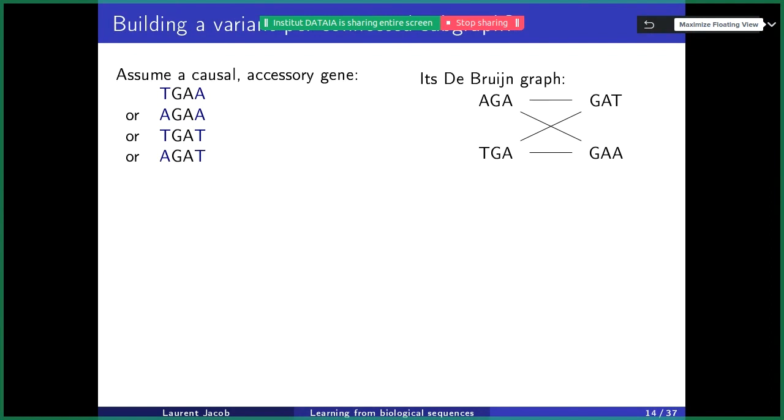Here is a very small toy example where you assume that you have a causal gene that's giving resistance. That's accessory. Not everybody has it, but it exists in 4 versions. It's a 4-letter gene. It's very simplified. All of them have GA in the middle, and then you can start with A or T and end with A or T. If you draw the de Bruijn graph of the 3-mers of the gene, then you obtain something like this.